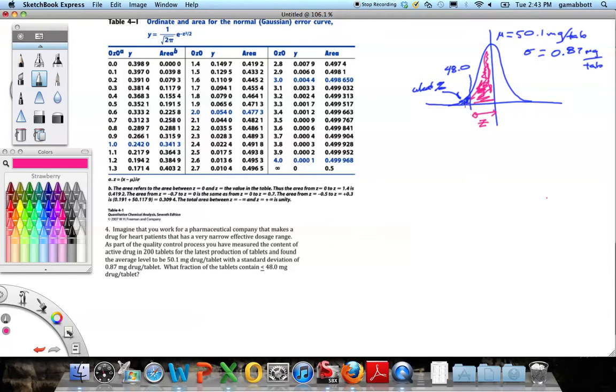Well, the blue area and the red area sum to 1/2. So if we want to find the area in blue, we'll call that the area of interest. The area of interest is equal to half of the total curve of the population minus the area from the table.